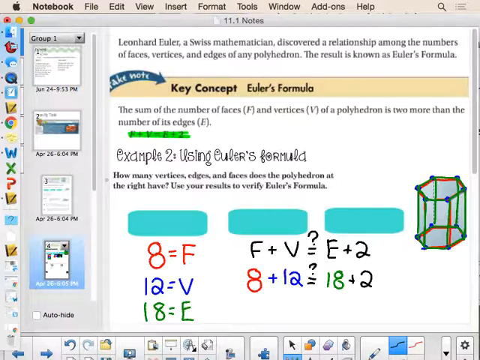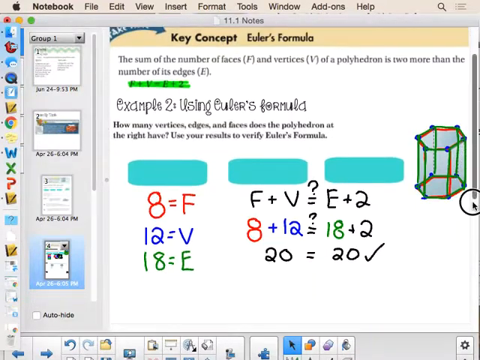But last I checked, 8 plus 12 is 20. And last I checked, 18 plus 2 is 20. Does 20 equal 20? Well, yes it does. We have verified Euler's formula.